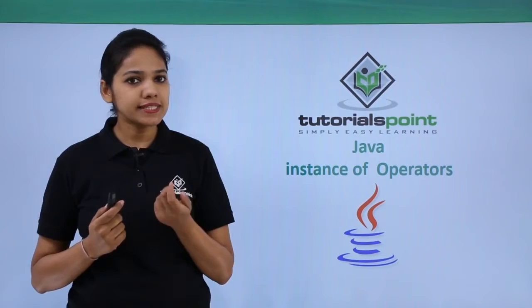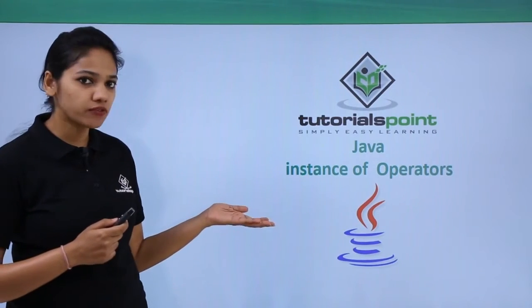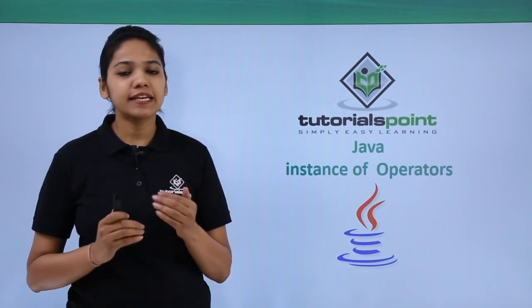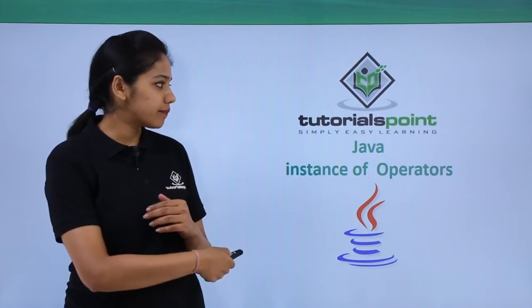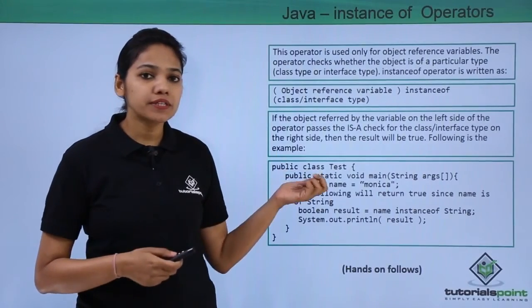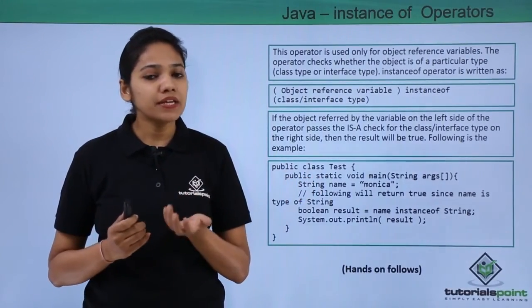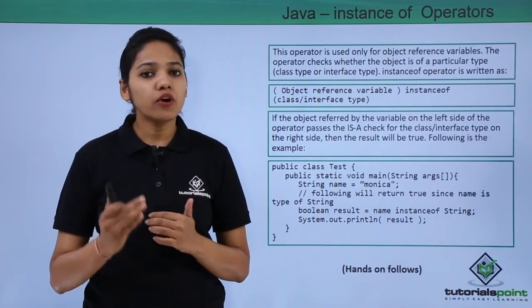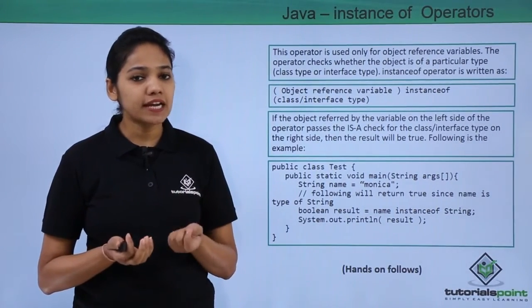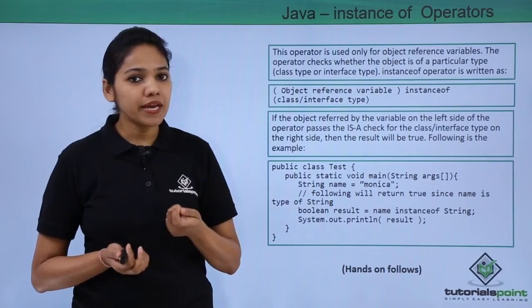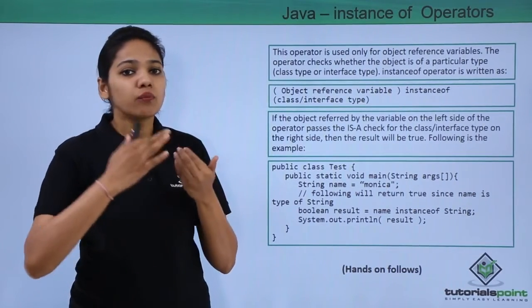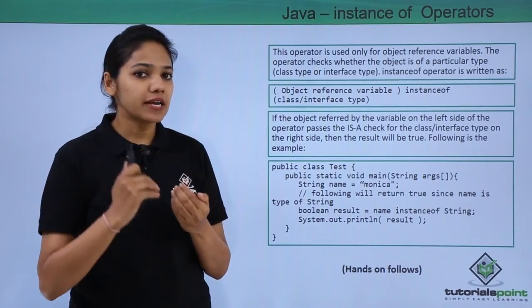The next kind of miscellaneous operator is the instanceof operator. What it does, let us understand in detail. Instanceof operators are called comparison operators. Why do we call them comparison operators? Because we are trying to compare the object reference, whether it is of a particular type or not.